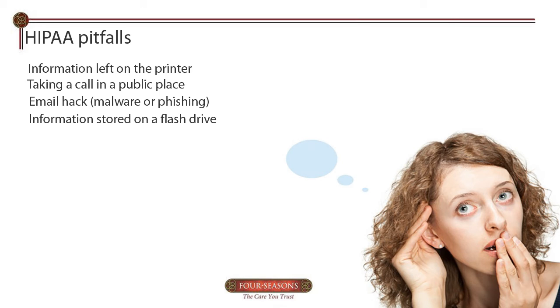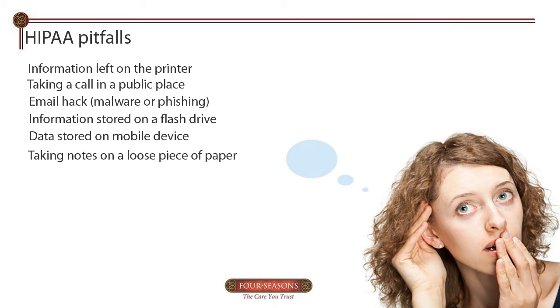Storing information on a flash drive or other non-approved mobile device. You're not to store information on anything nor use any app or software for work unless it's been approved by the HIPAA officer. Taking notes on a loose leaf piece of paper that later blows out of your car or is lost at the bottom of a purse until it pops out somewhere it shouldn't. Anything with PHI on it needs to make it back to the shred bins for disposal.